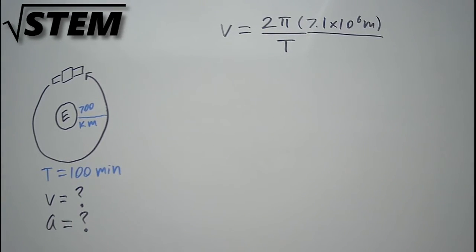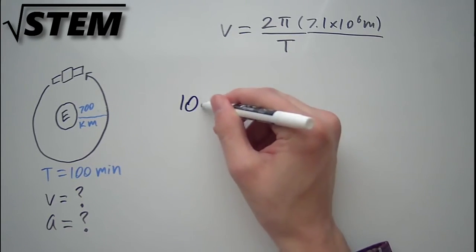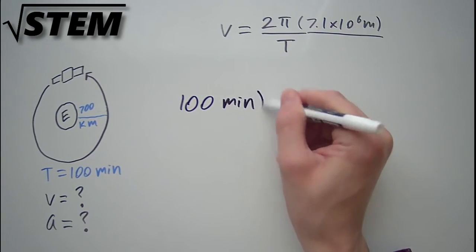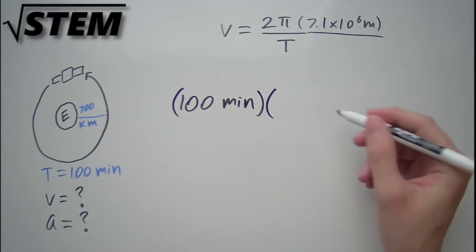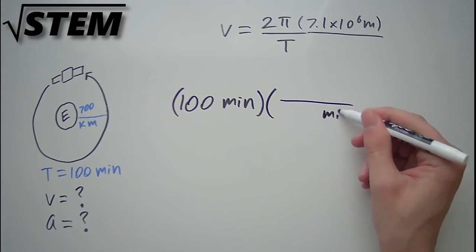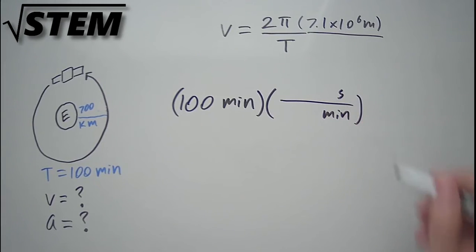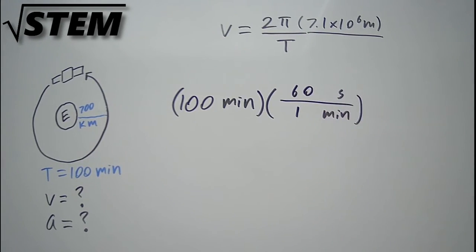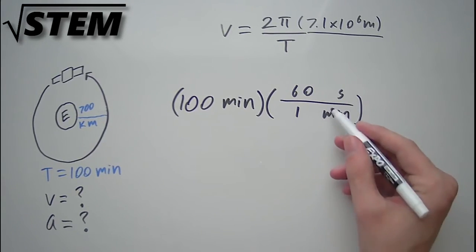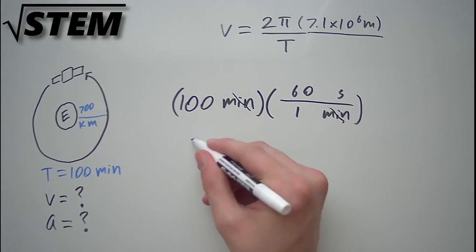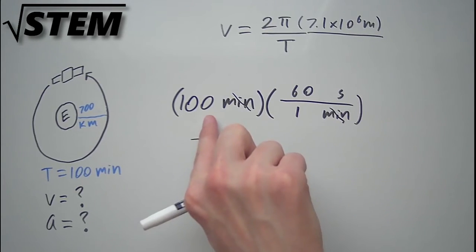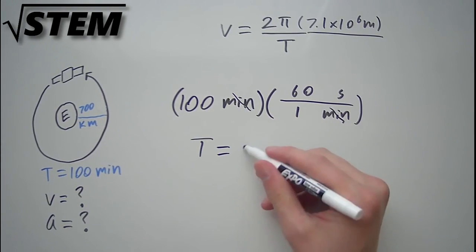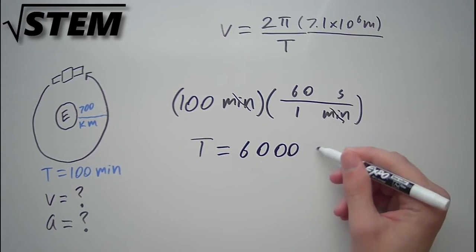Now we do have the period given to us, but we need to convert it into seconds. Right now, we have that the period is 100 minutes. So to convert this to seconds, we need to divide by minutes and put seconds on top, and we know that in 1 minute there are 60 seconds. These minutes will cancel out, which means that T equals 100 times 60, or 6,000 seconds.